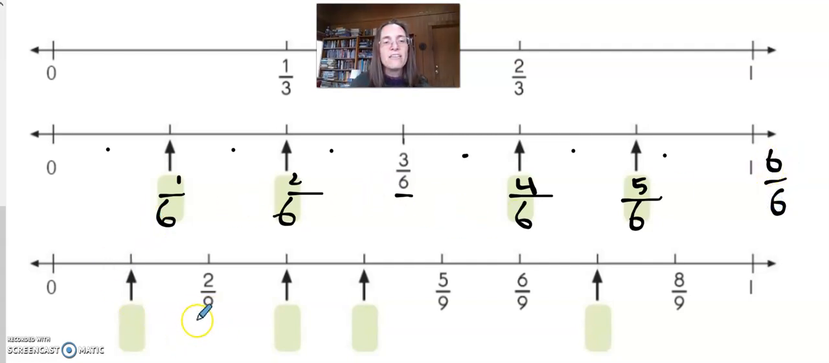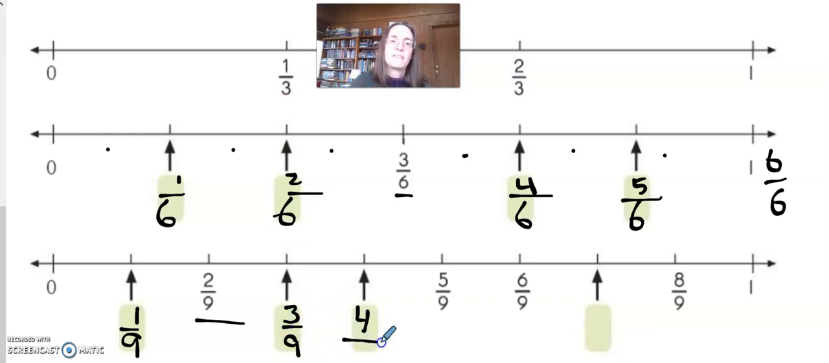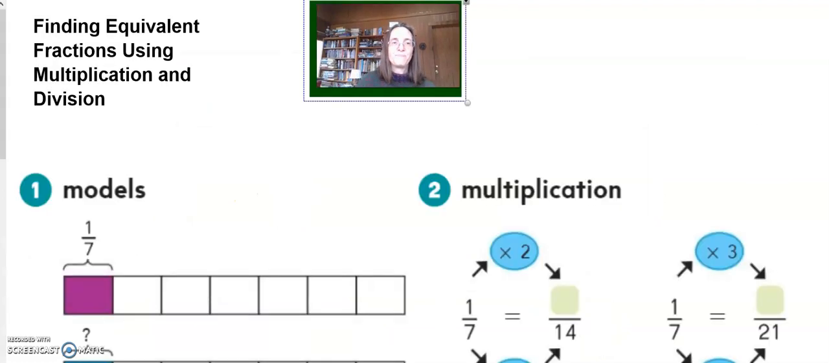Down here, it looks like we're dealing with 9ths again. So this starting from 0 would be 1/9. This one over here that is equal to 1/3 and 2/6. Well, 3 times 3 is 9. So 1 times 3 is 3. This would be 4/9 and 5/9, 6/9, 7/9. So that's how you use number lines to think about fractions. Just some different ways to do it.